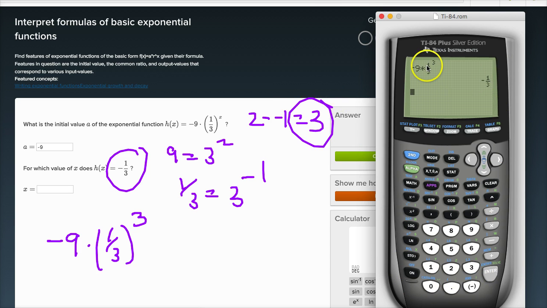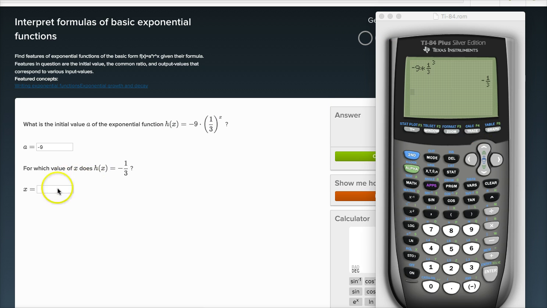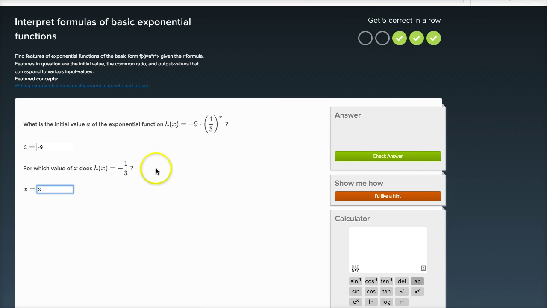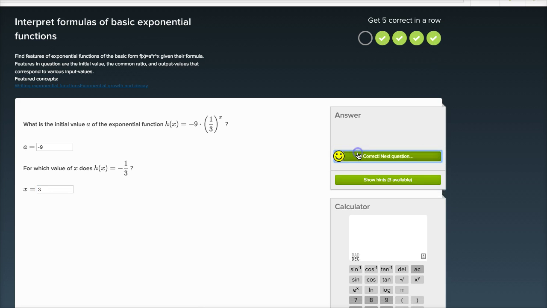So all I need to do is say it's to the third power. That's what I'm looking for. That's what I'm substituting in. So let me just clear that out, and then I'll put my 3 right there. And there it is, correct.